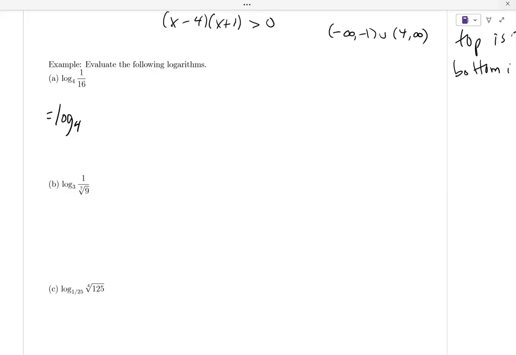4 to the negative 2, right? The negative because it's flipped upside down, and the 2 because 16 is 4 squared, right? So again, logarithms are exponents. What this is literally asking you is, what exponent do you need on 4 to get 4 to the negative second power? Not a trick question. What exponent do you need to put on 4 to get 4 to the negative 2?